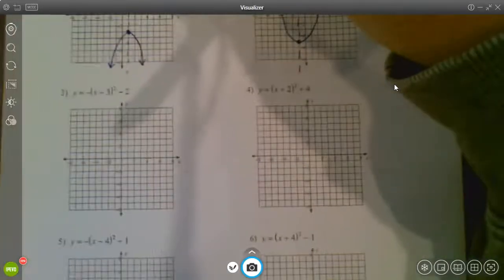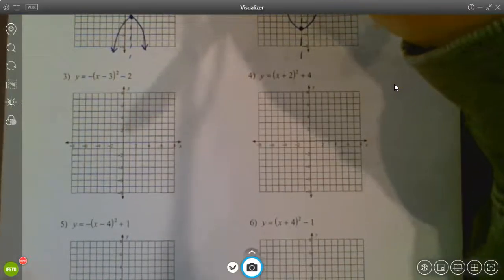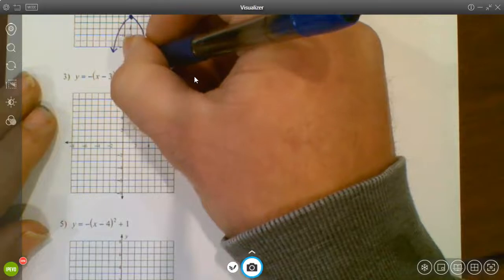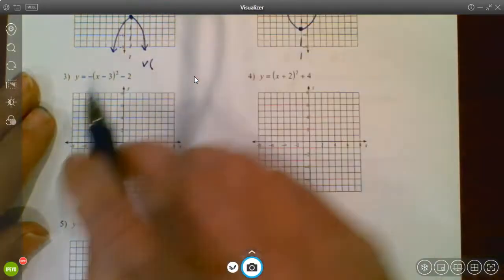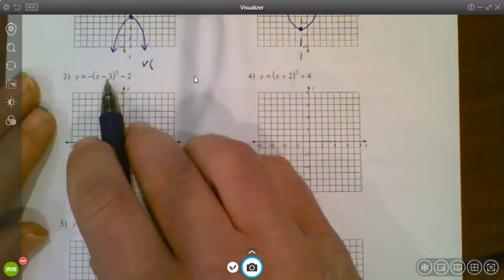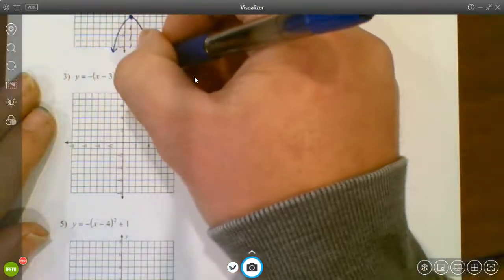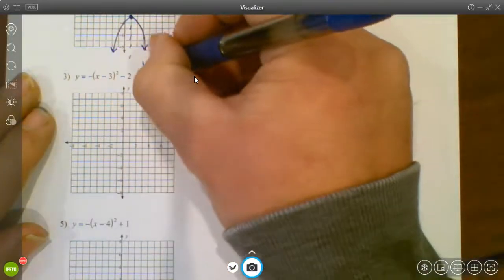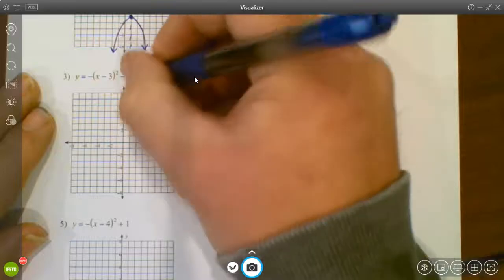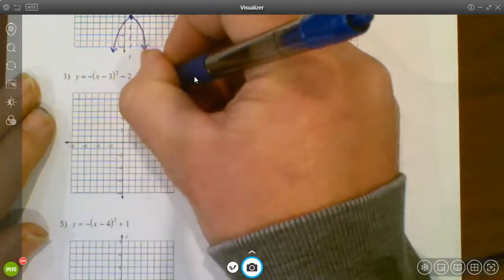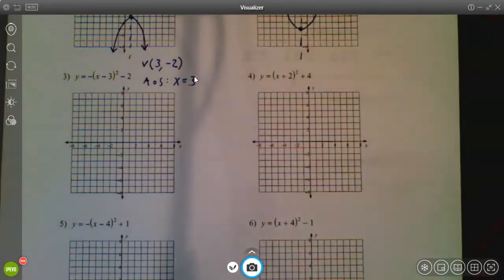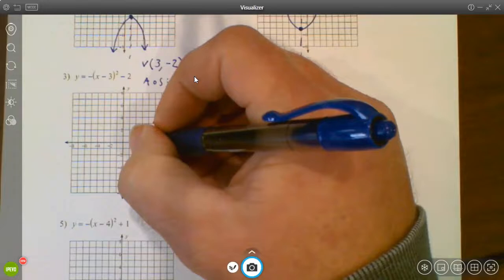We're going to do one more together, and I'm going to show you how you can see some of this online as well. So as you look at this one, again, we want to identify the vertex and axis of symmetry. So my vertex, I want to take the opposite of that for my x-coordinate, so +3. And I want to keep this as it is for my y-coordinate, so -2. My axis of symmetry is always x equals h. So there's our axis of symmetry. So let's plot our point at 3, -2.